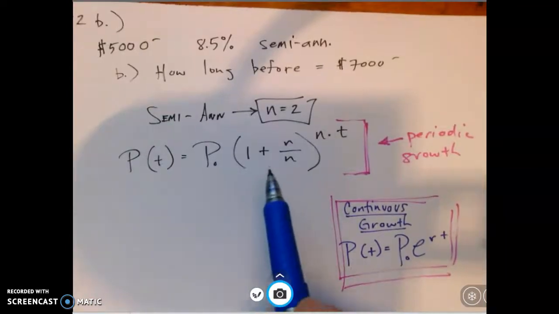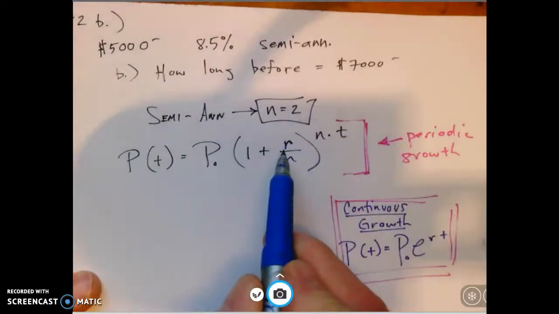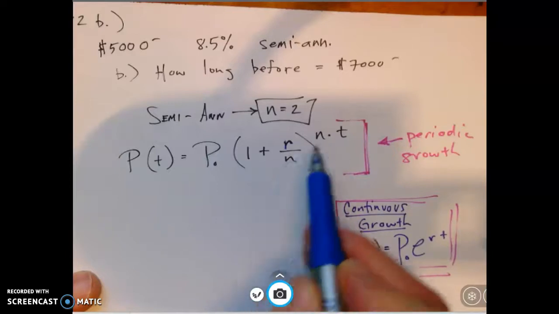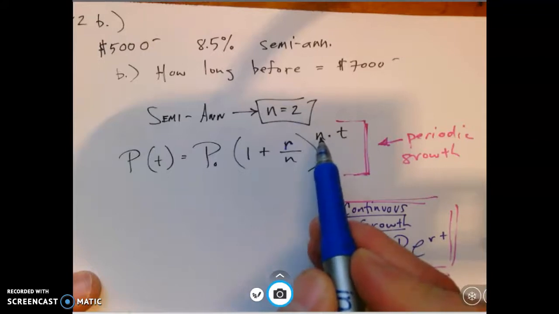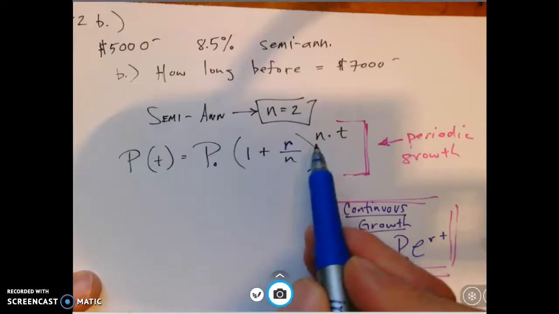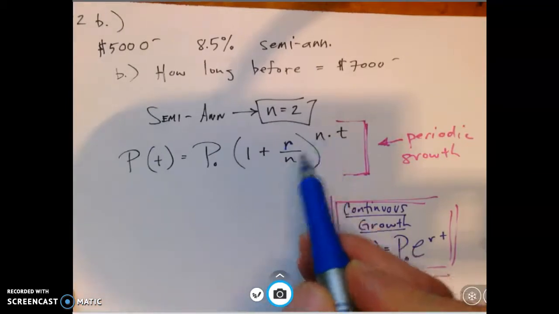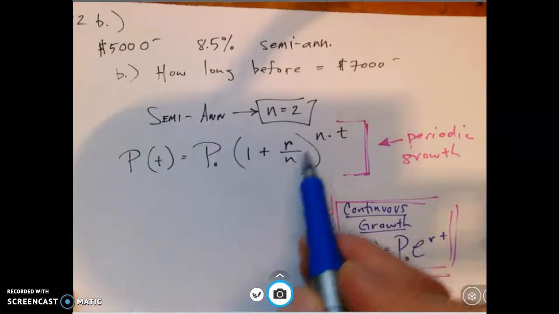In this case, this is an R. We put our R here. We put our N here, and our N is the number of times compounded a year. So if this were monthly, then the N would be 12. If this were daily, the N would be 365. If it were weekly, it would be 52, and so on. And semi-annually, it's twice a year. So our N is going to be 2.